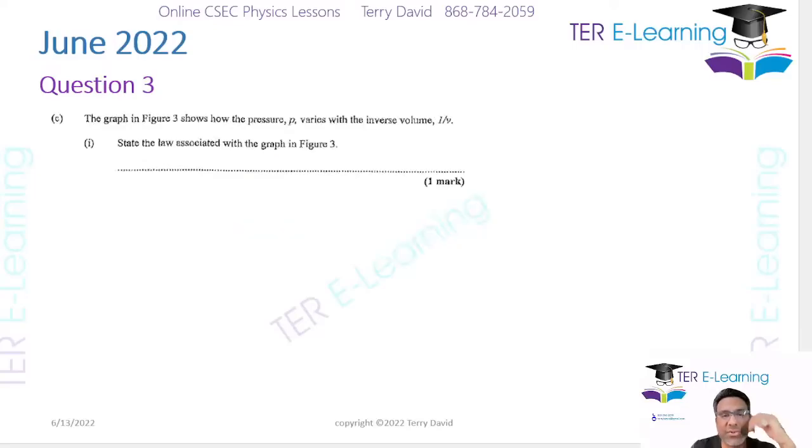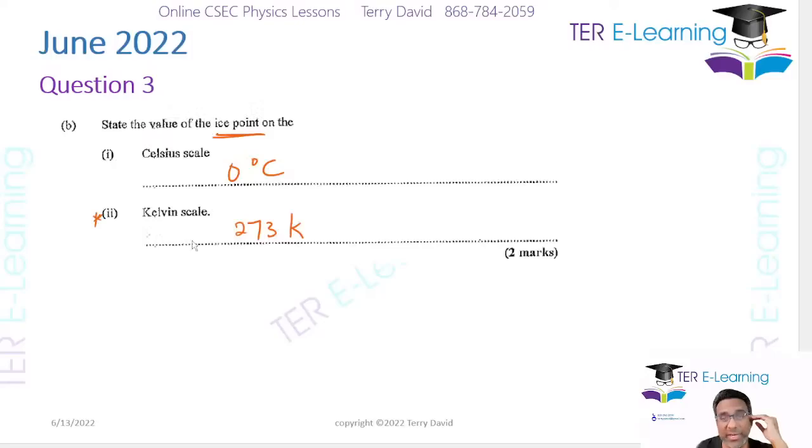The graph in figure 3 shows how the pressure varies with 1 over V, and state the law. So you have to know your laws. If P is inversely proportional to your volume, that is Boyle's law. So that's what I want here. 1 mark just for stating that. It is Boyle's law. I see some of you are saying negative 273. The answer is 273, not negative 273.